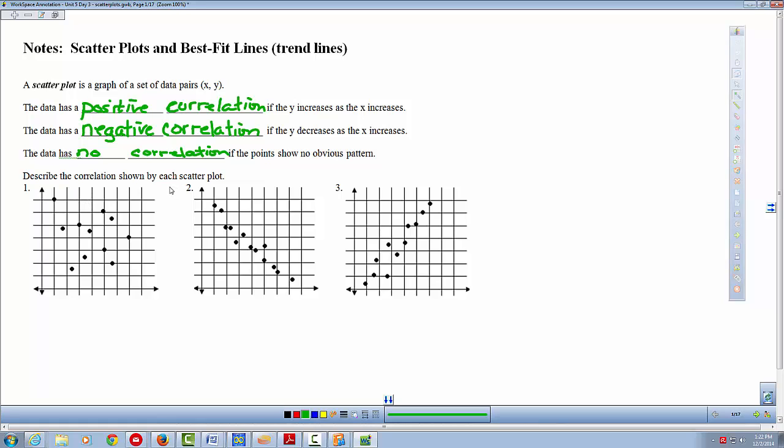So describe the correlation shown by each scatter plot. You might pause and just take a second and see if you can figure these out real quick and then come back. This one has no correlation. This one has y's decreasing, y's are going down the y-axis as we go up the x-axis. So that's a negative correlation. Here our y's are getting bigger as our x's get bigger, which is a positive correlation.